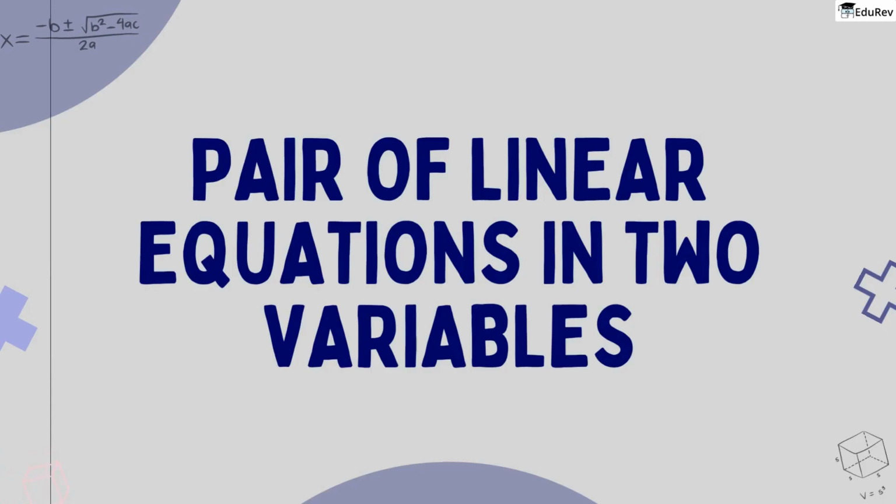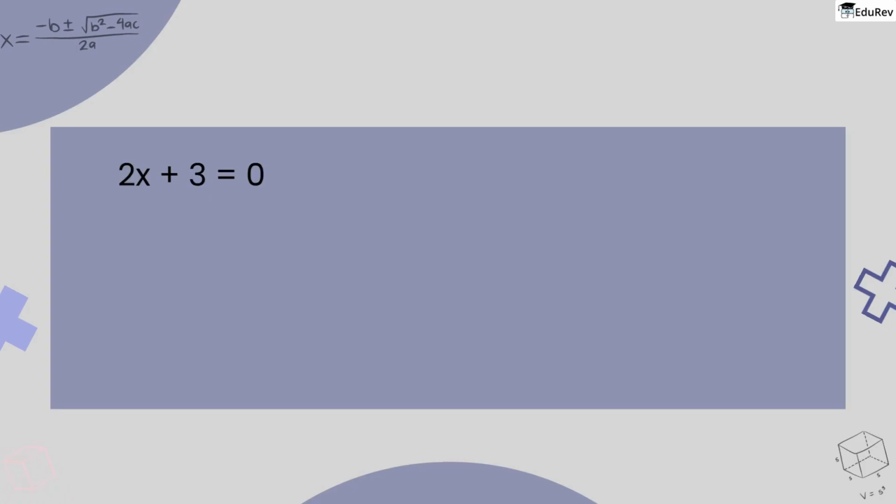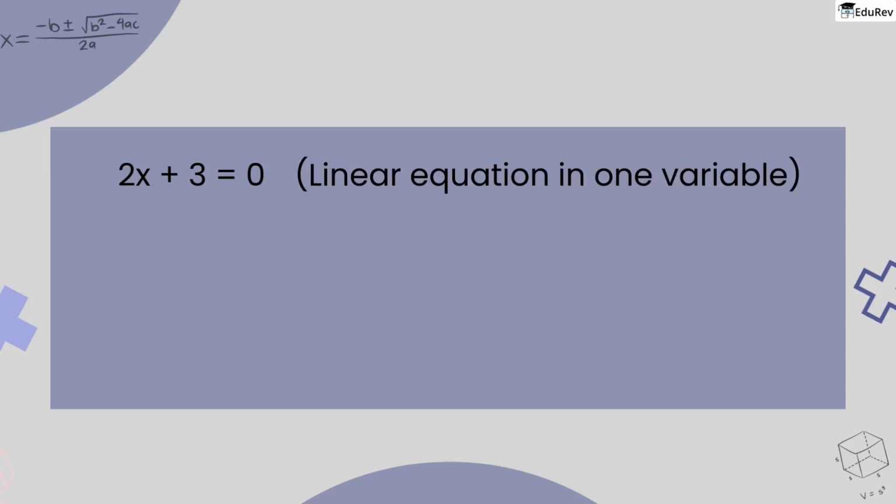Hello students, can you tell what this is? Yes, this is a linear equation. It is a linear equation in one variable, that is x. Now can you solve this equation? We can write it as 2x equals minus 3, which implies x equals minus 3 by 2.